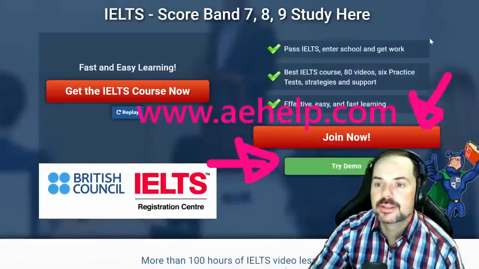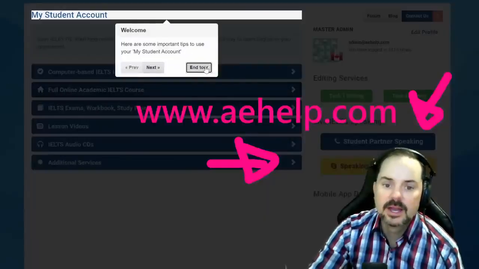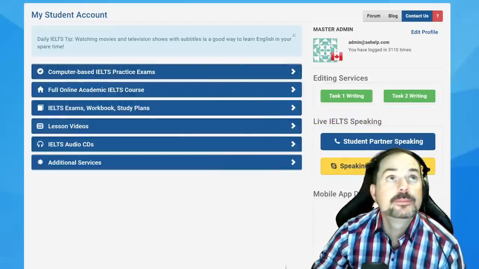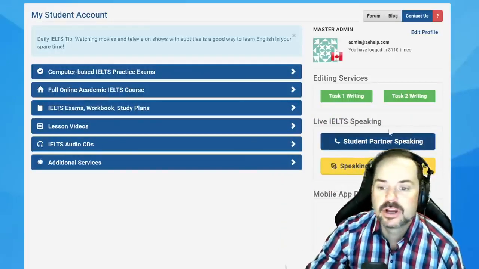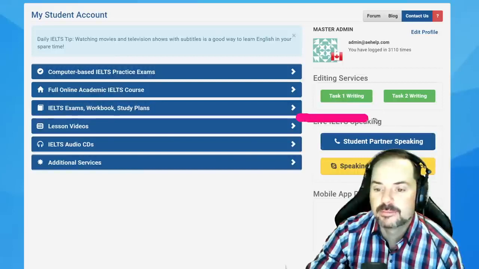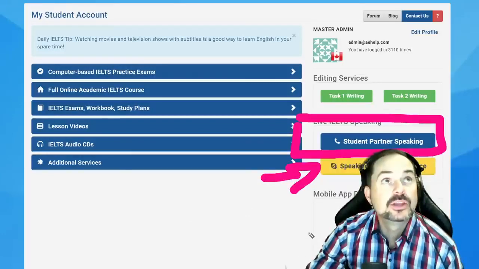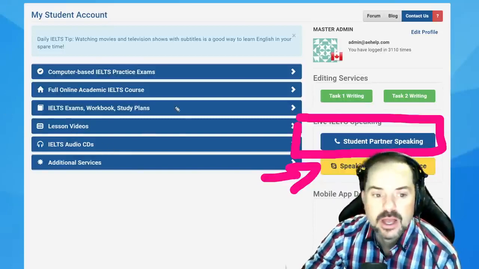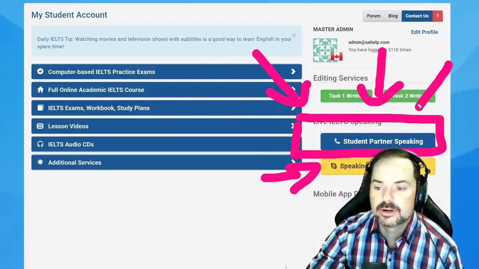You join, and then you go to your My Student account. You end the tour. Don't take the tour right now. And then right above my head there, boom, you've got your student partner speaking. Underneath that, you can book a speaking interview practice with me, and you can also download the mobile app with the QR code that's right behind my back, actually. Okay, but right now, let's click on that student partner speaking.